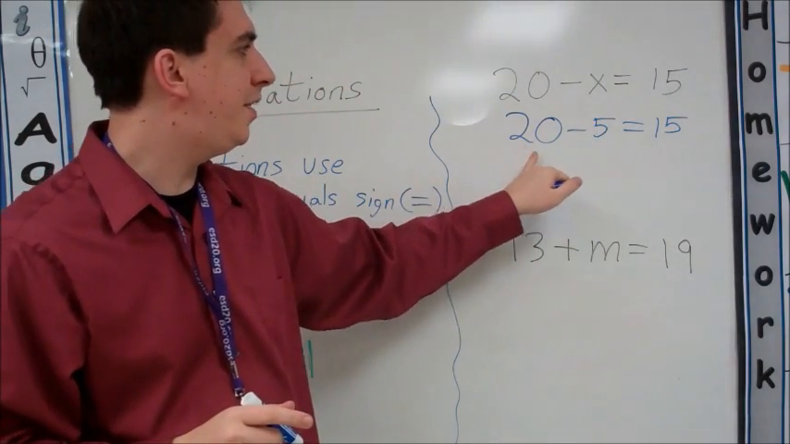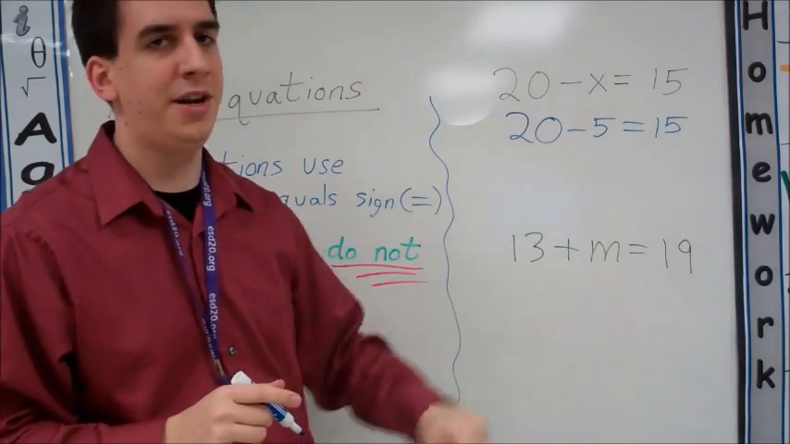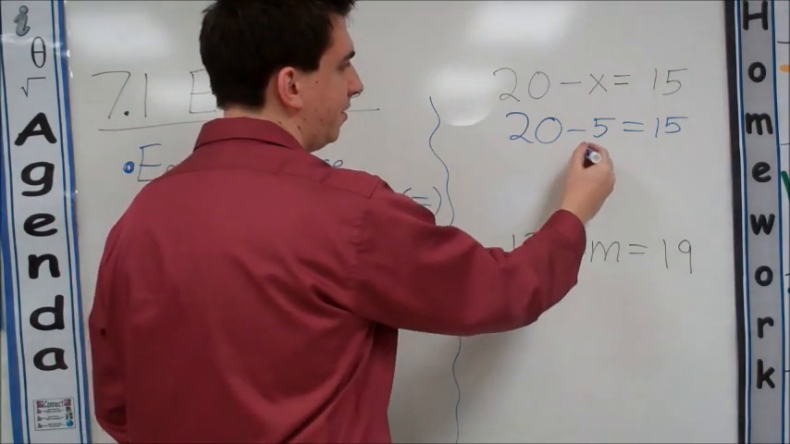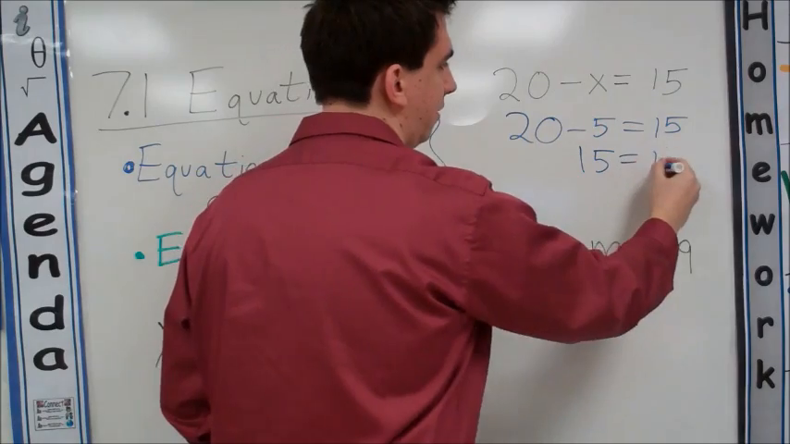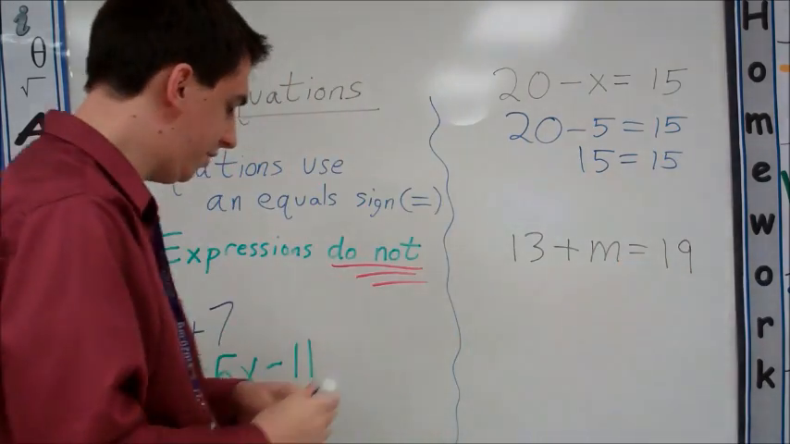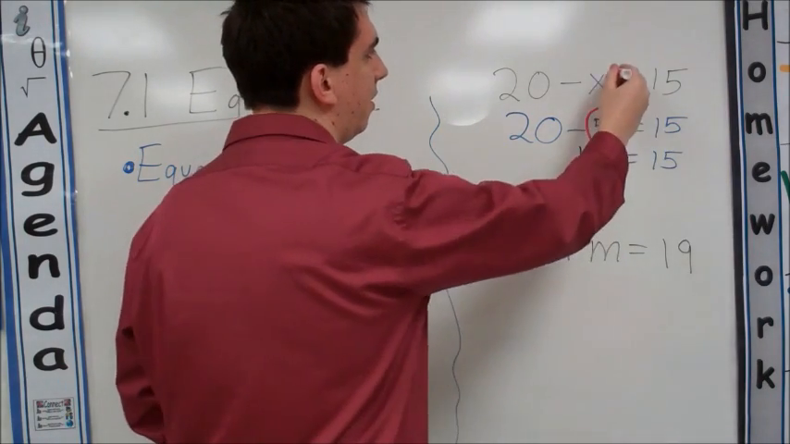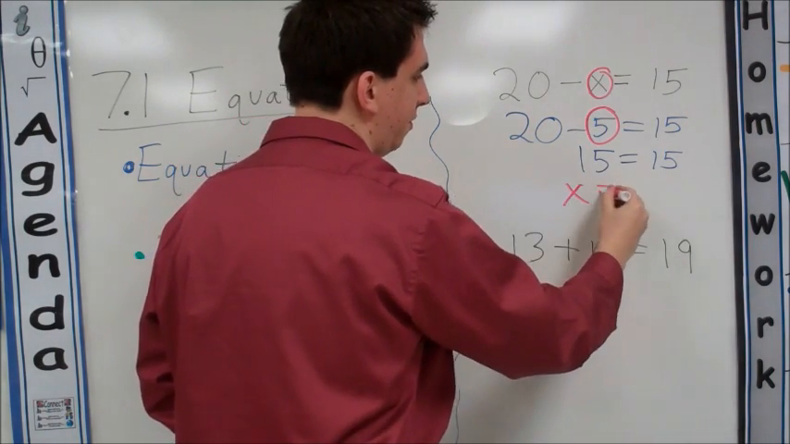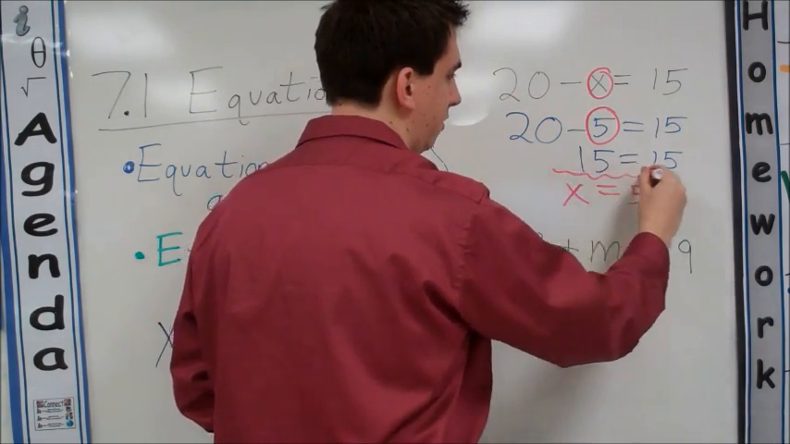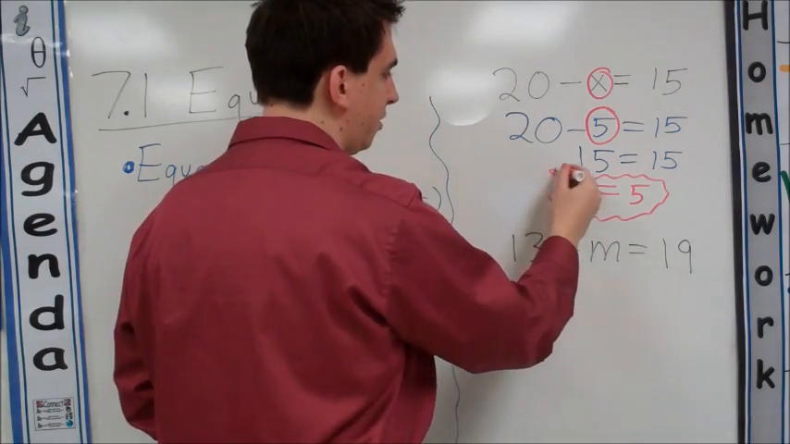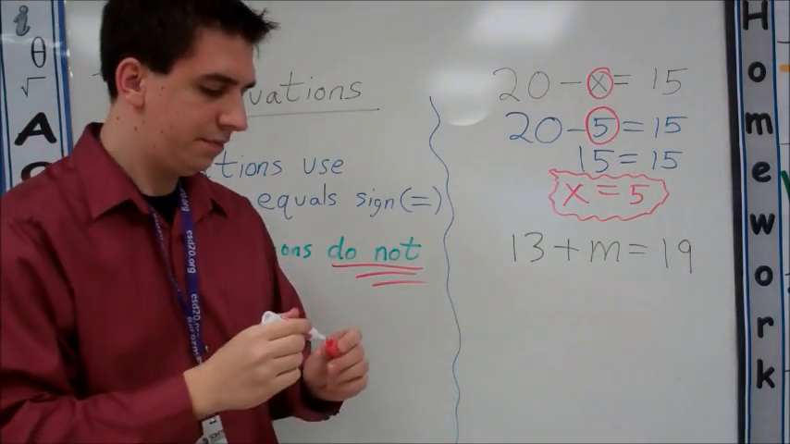Our left side has two terms, so we have to subtract these first. 20 minus 5 is 15. 15 does equal 15. Bravo! So now we know that x equals 5. And we'll always make sure to circle our final answer on these.